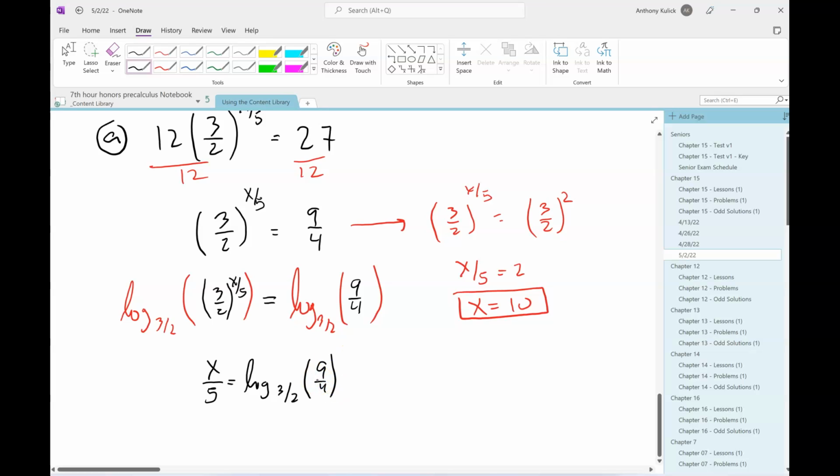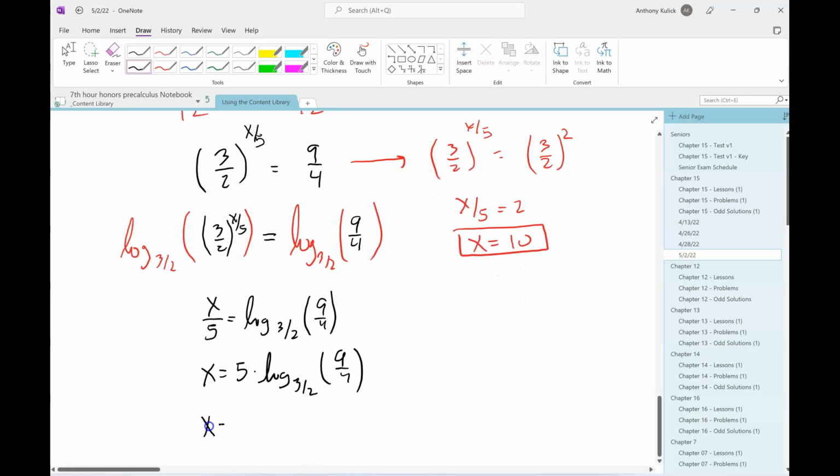It's worth pointing out that log base 3 over 2 of 9 over 4, you could do by hand if you wanted to, but it's unlikely that if you chose to go this route, you would have recognized that. Okay, last step would be to multiply both sides by 5, and then just type this into our calculator. When you do that, you should get 10.